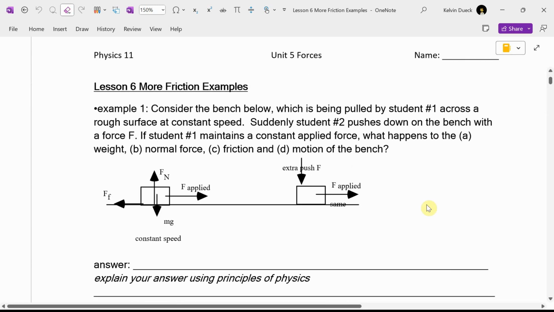It says this. Consider the bench below. Let's make it those wooden benches at the back of the gym that are against the back wall. Sometimes you have to slide them around, which is being pushed by student number 1. Just to add some context, it's being pushed by Cristiano at a rough surface at a constant speed.